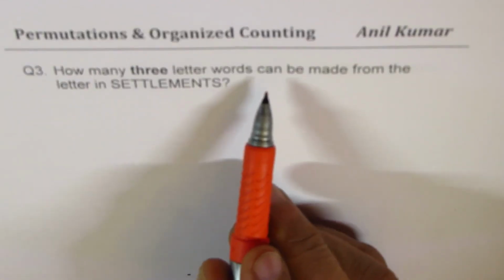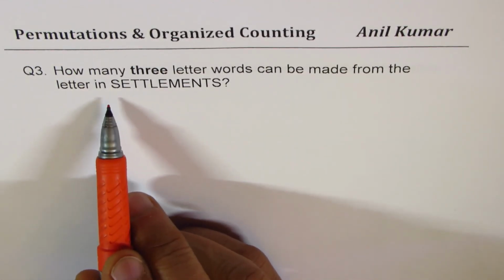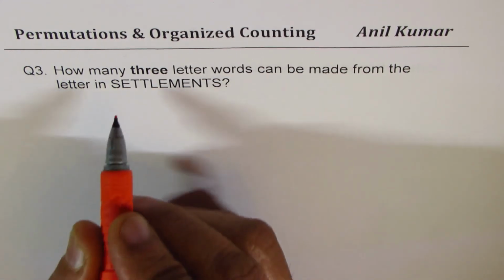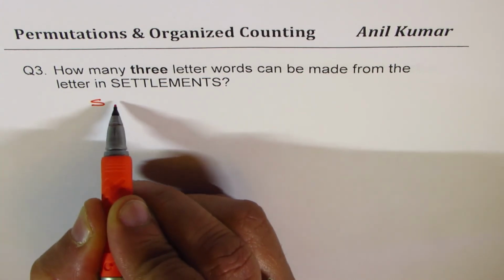How many 3-letter words can be made from the letters in settlements? I'd like you to pause the video, answer this question, and then check with my solution. So let's write down the word. It is settlements.